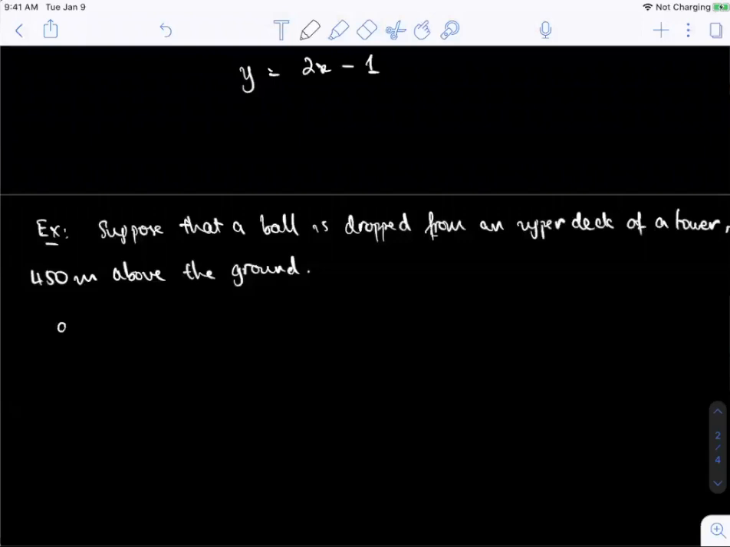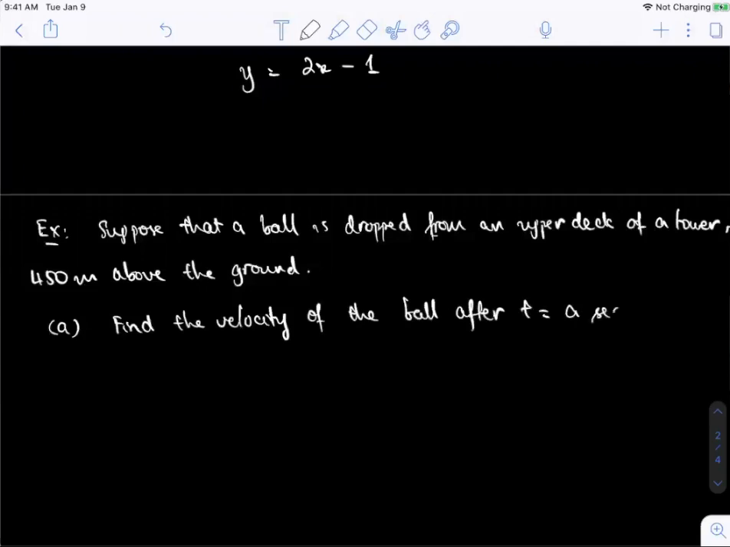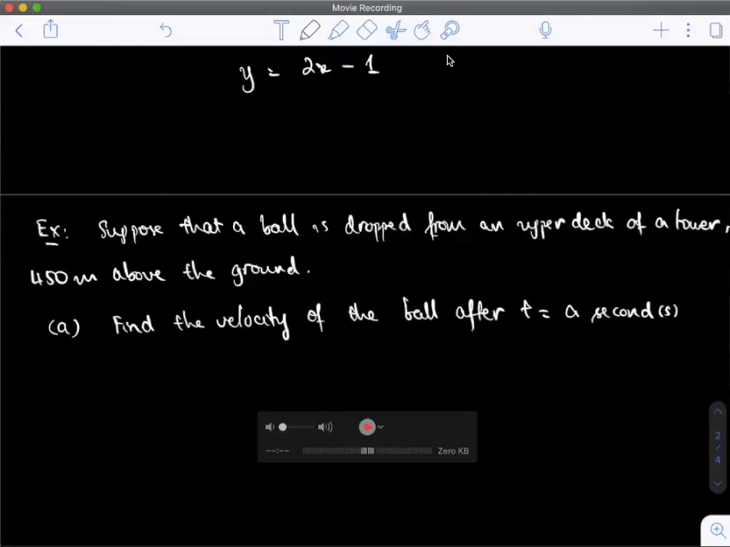So the first part is, can you find the velocity of the ball after t equal to a seconds, right? So a is any constant. When I say velocity, I mentioned this before, it means instantaneous velocity. It's the same meaning.